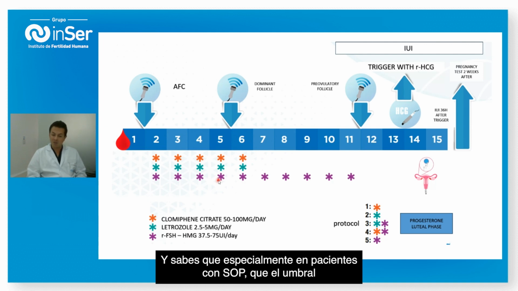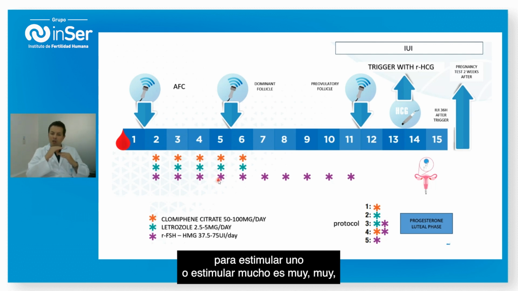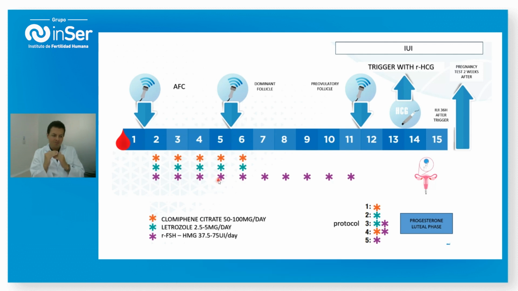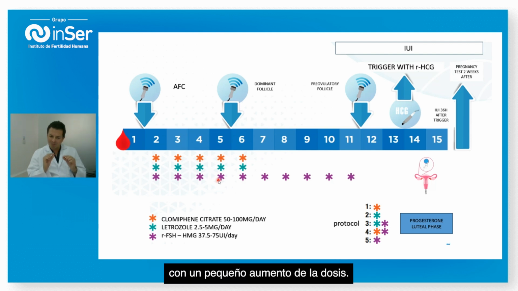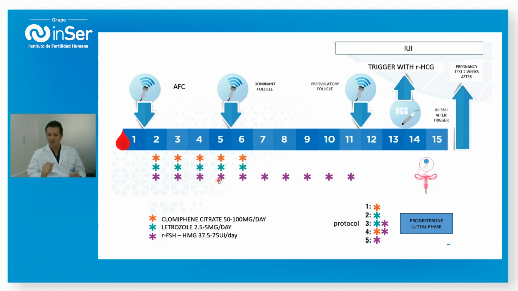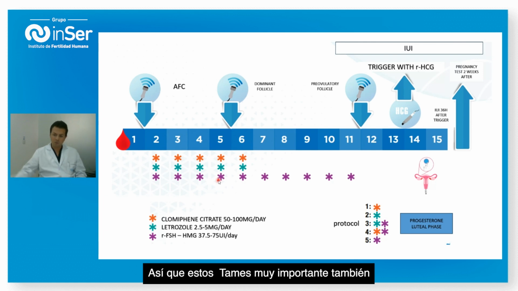And you know that especially in patients with PCOS, the threshold between stimulating one follicle and stimulating a lot is very, very thin. So you can have a completely different response with a small increase in the dosage. So this is very important.